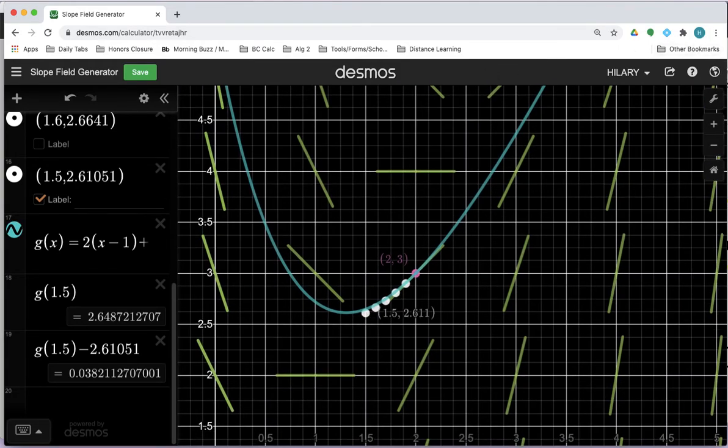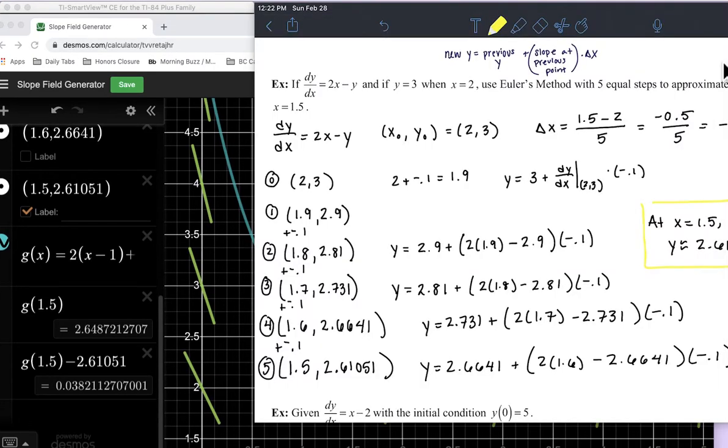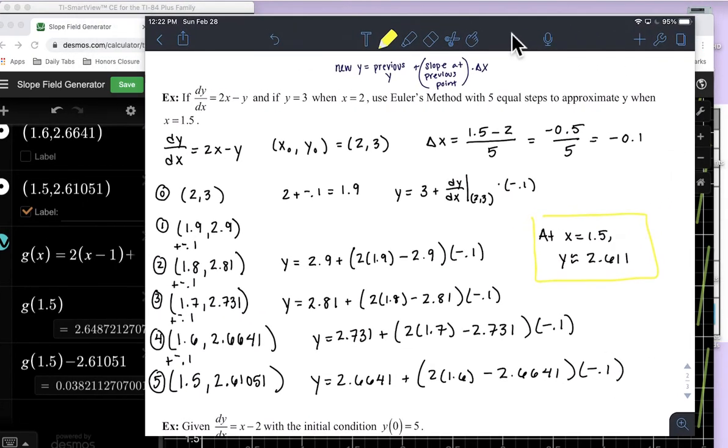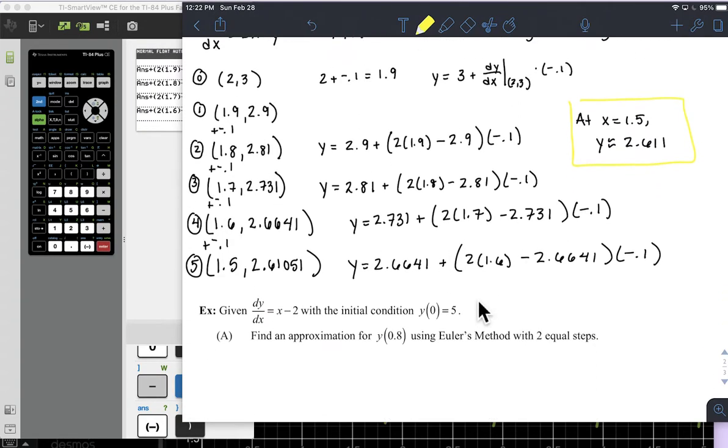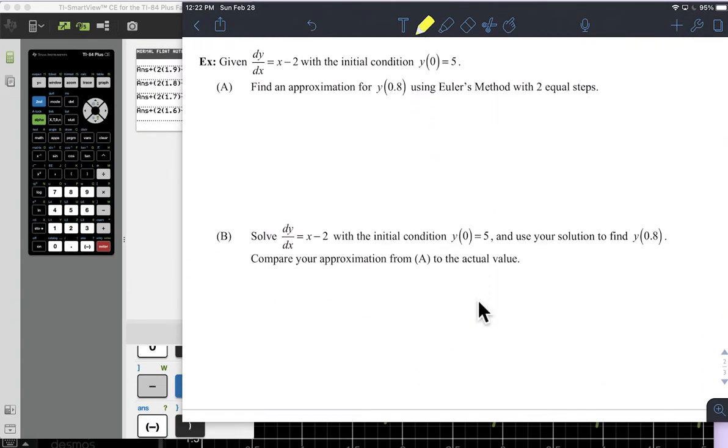Okay, so I'm going to go back to the iPad, and let's do one more problem together. And let me pull up my calculator. There we go. Okay. So two-part question here. We're told that dy/dx equals x minus 2 with the initial condition of (0, 5). So this is a separable differential equation. You can solve it. In fact, in part B, we are going to solve it to figure out how close we are. So we want to find an approximation using Euler's method of 2 steps to find y of 0.8.